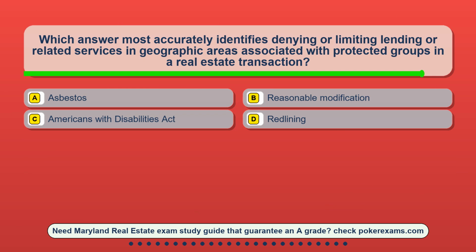Question 16. Which answer most accurately identifies denying or limiting lending or related services in geographic areas associated with protected groups in a real estate transaction? Option A, asbestos. Option B, reasonable modification. Option C, Americans with Disabilities Act. Option D, redlining.